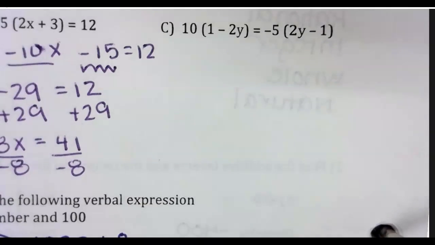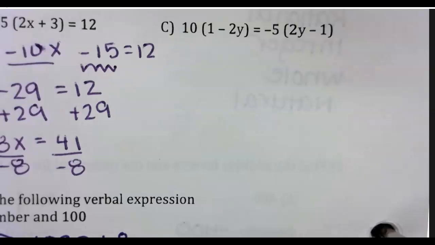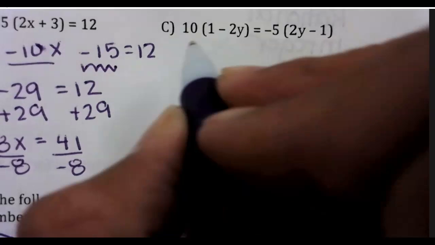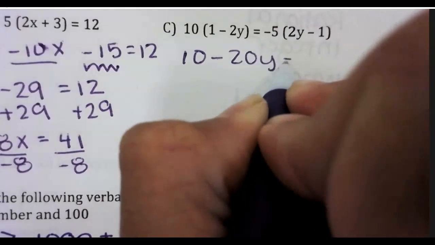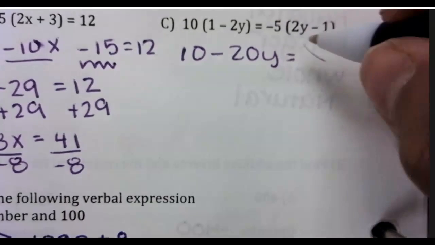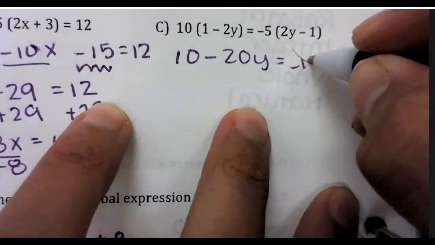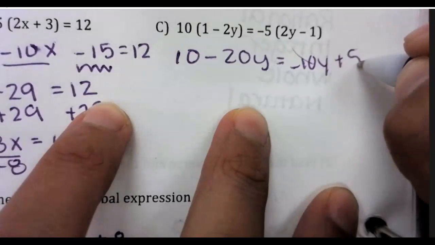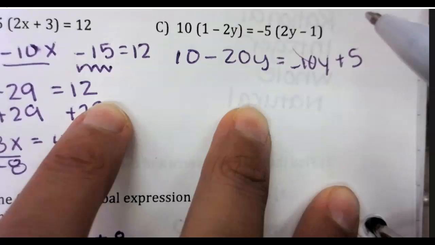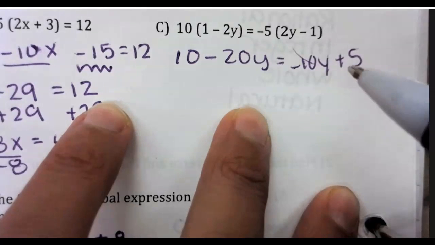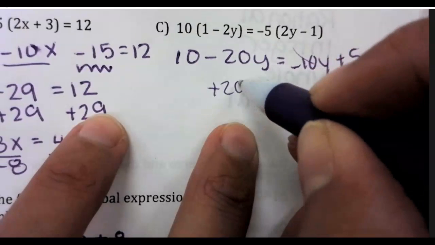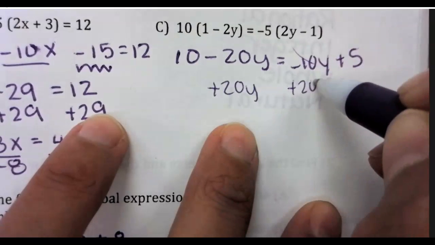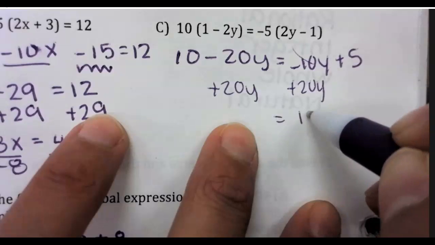In C, distribute your 10. So you get 10 minus 20y equals negative 10y plus 5. Get y's on one side and numbers on the other. It doesn't matter what way you go. So maybe you add 20y so your y's become positive.